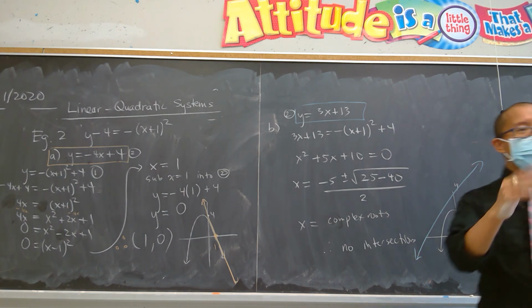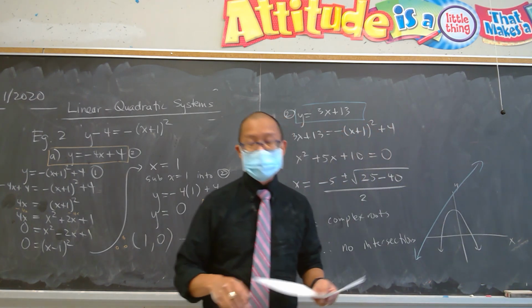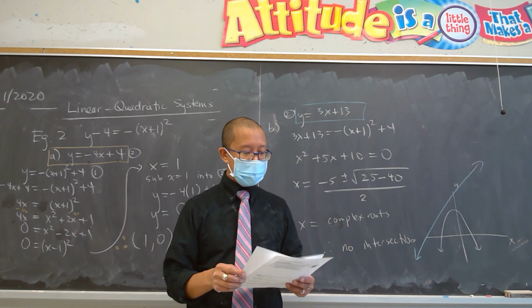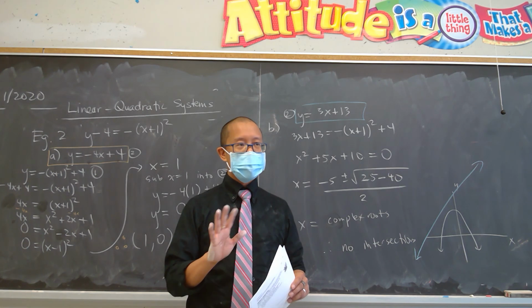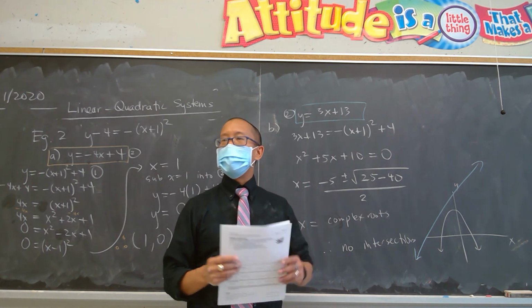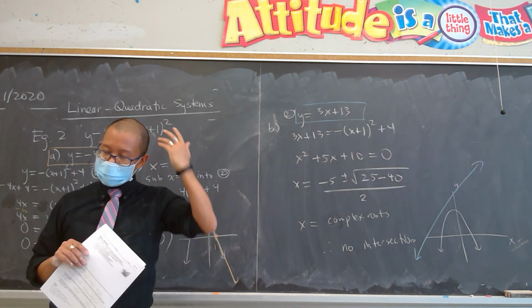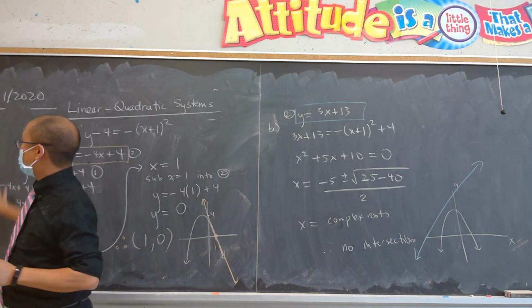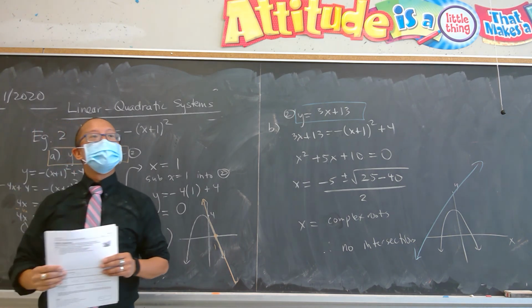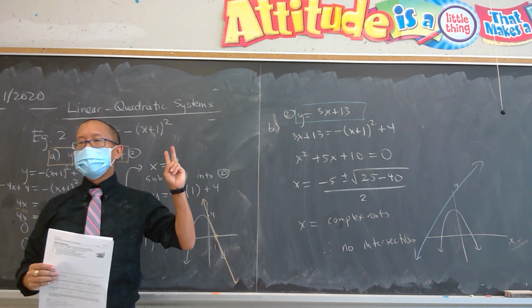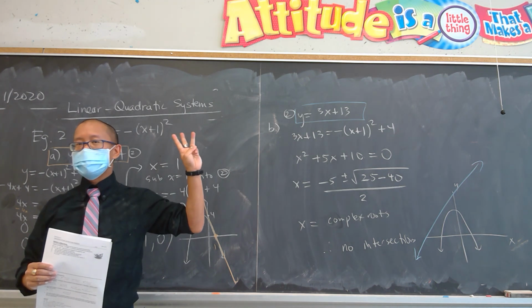The whole big idea, before I answer Flora's question, before we get to example 3 and example 4, because that's what I'm going to end up with for this portion. Again, for linear and quadratic systems, unlike the grade 10 stuff that I showed you, you can now have 0, 1, or 2 intersection points.